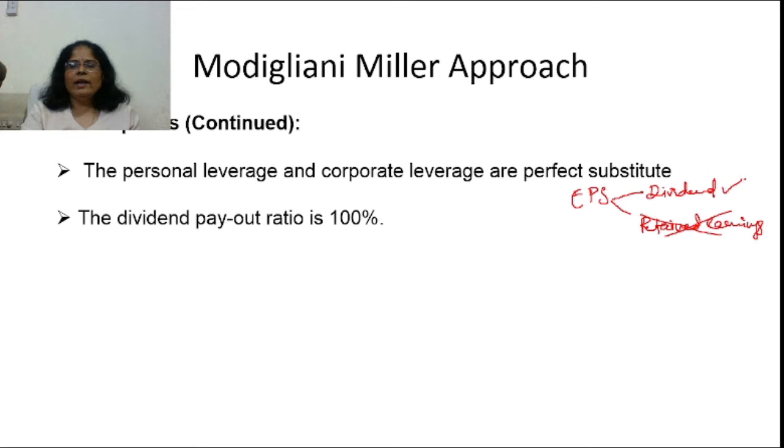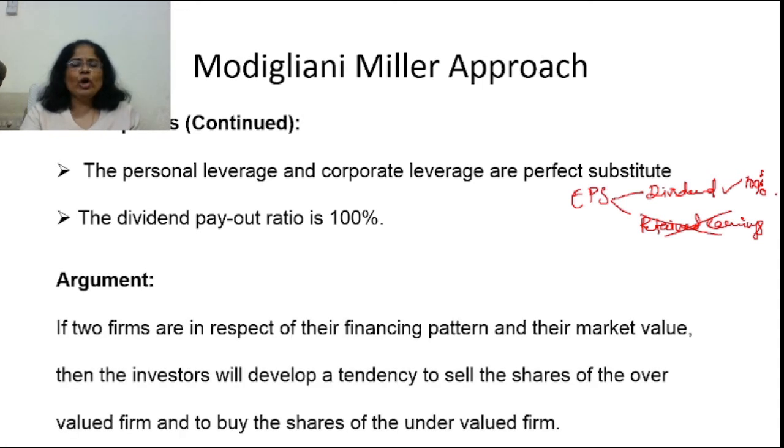So the 100% is dividend payout. Nothing is going to be kept with it. But there is a small argument related to this approach, that is the Modigliani Miller approach. What is that? It purely discusses the arbitraging process. What is that? Arbitraging process.